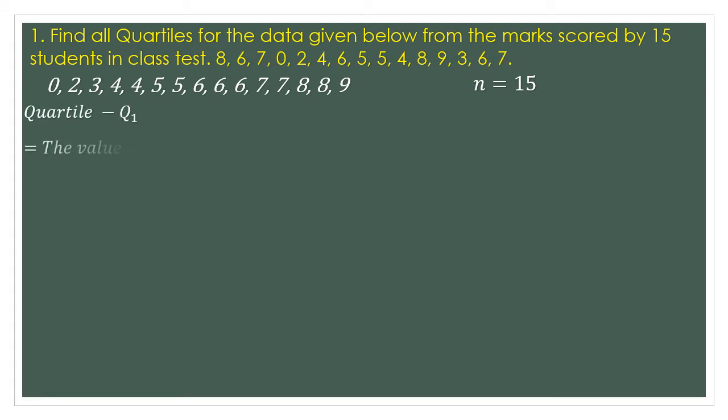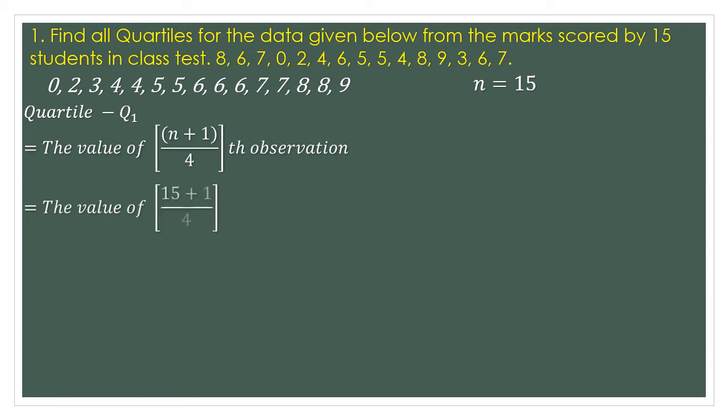Now our method is the value of (n plus 1) upon 4th observation. Now n is 15, so just add 1 to 15, 15 plus 1 upon 4, and your answer here will be 16 upon 4, which is the fourth observation. Now the fourth observation here, as you can see from the data, 0, 2, 3 and 4. The fourth observation is 4 marks. It is that simple. Okay, so the first quartile here is 4 marks.